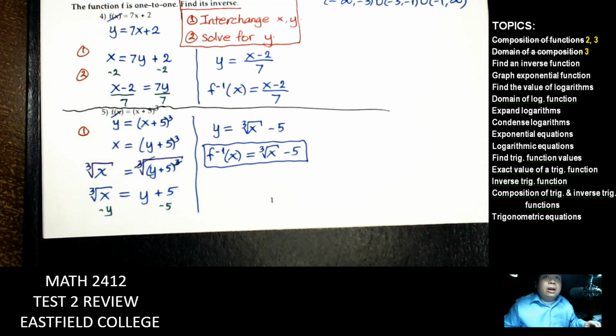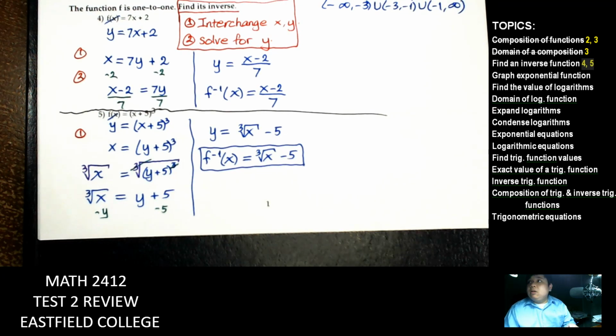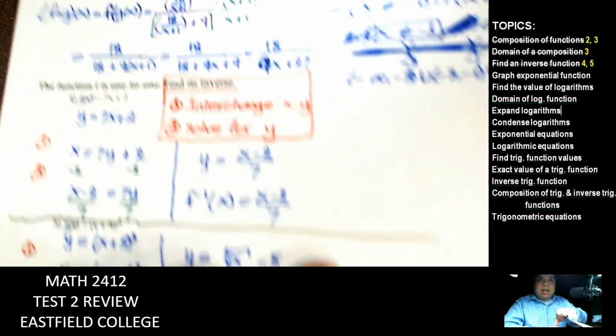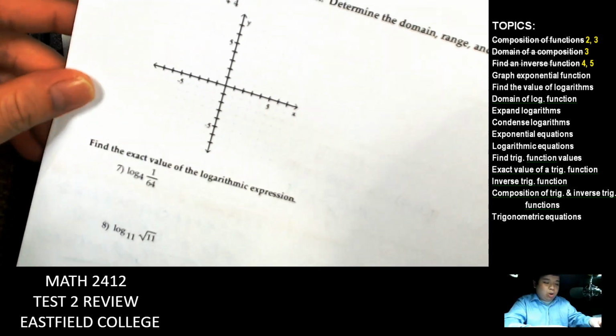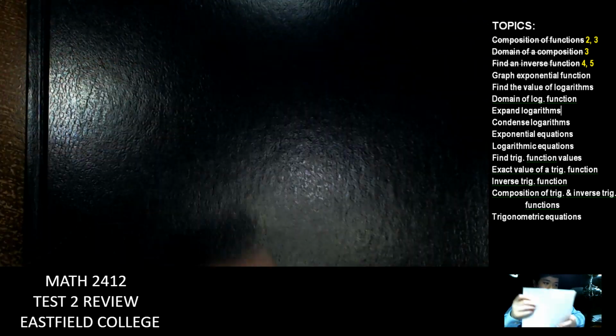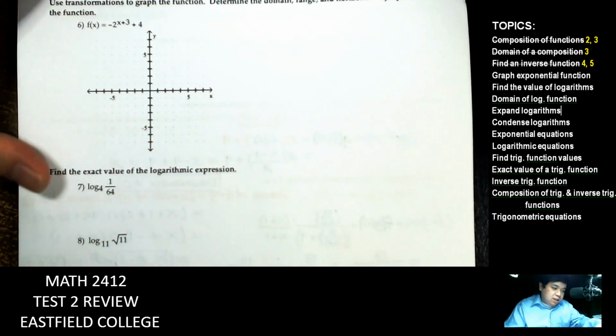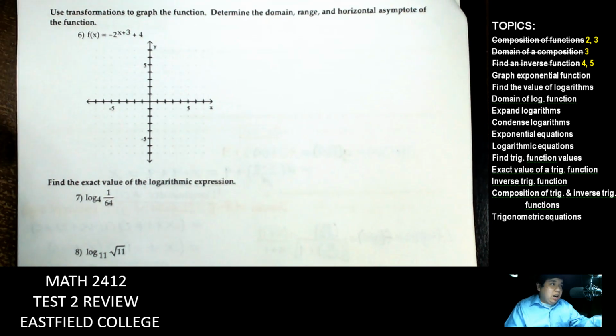So let me update the list. Right, so that is inverse. Find the inverse of a one-to-one function. Right, next, we use transformation to graph an exponential function.